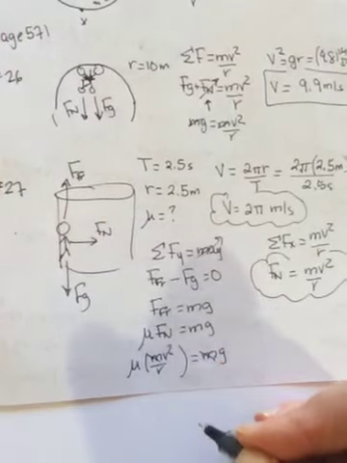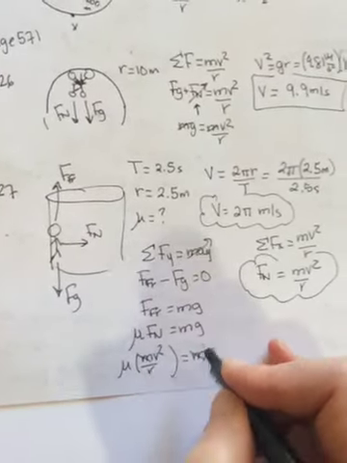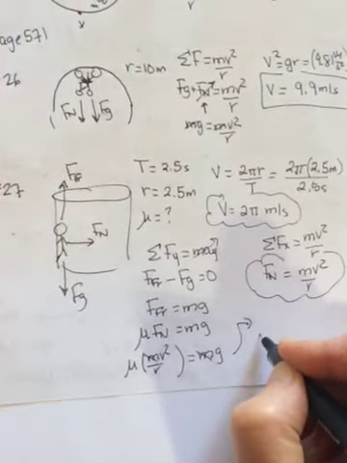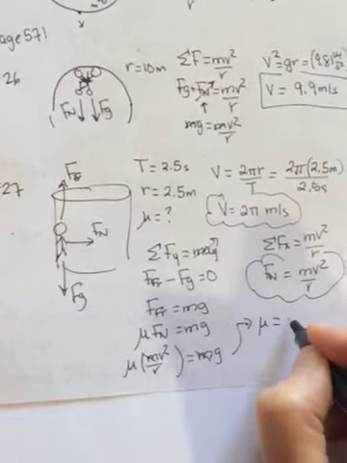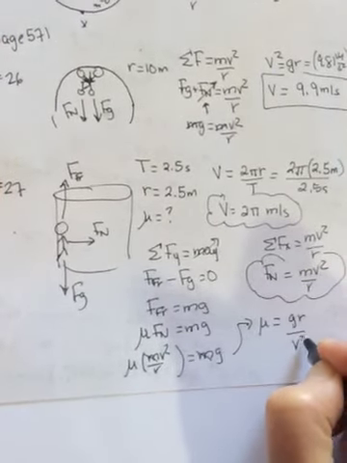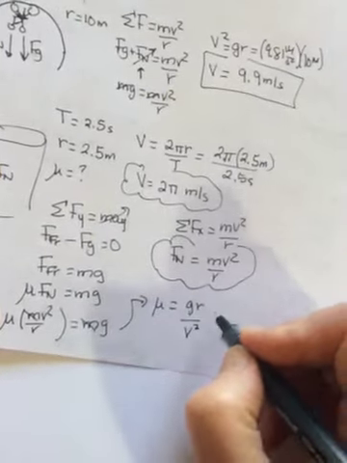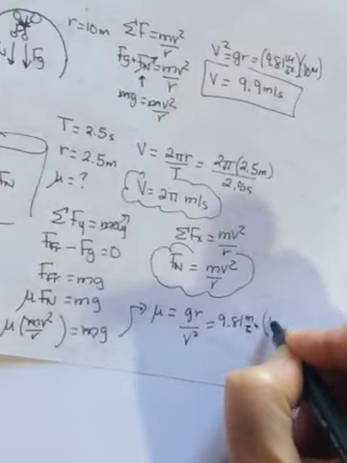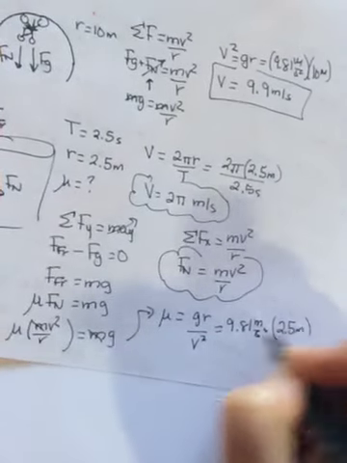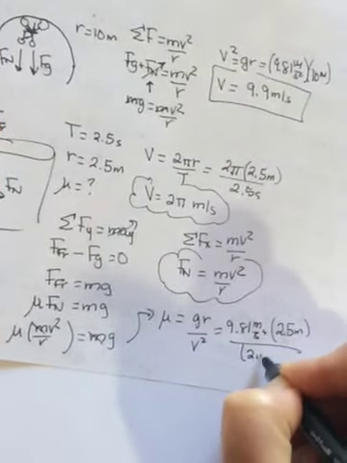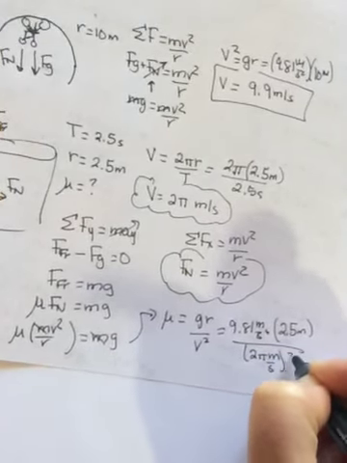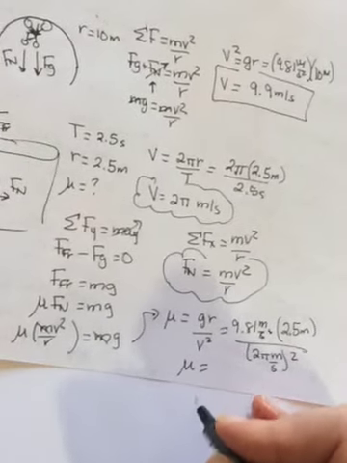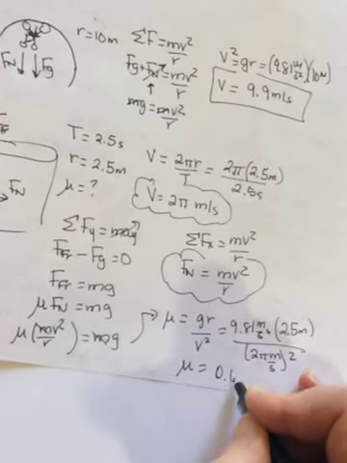The m's will cancel, and you're looking for mu, so multiply by r and divide by v squared. So mu is equal to gr over v squared. So 9.81 meters per second squared, 2.5 meters divided by our 2 pi meters per second. And when you do all this, you should get a mu of 0.621.